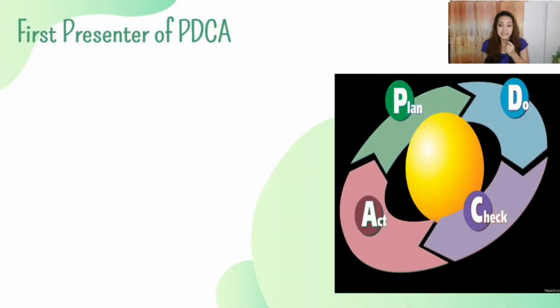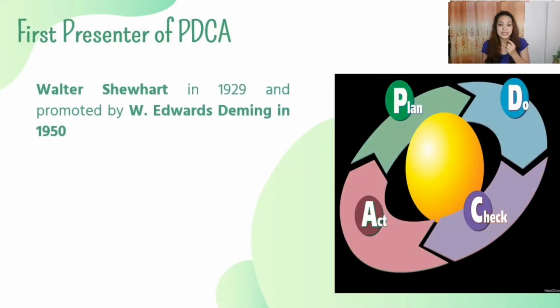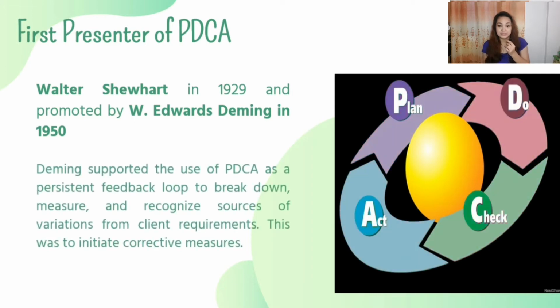The PDCA, or Plan Do Check Act, was first presented by Walter Shewhart in 1929 and promoted by W. Edwards Deming in the 1950s as a flow graph for learning. Deming supported the use of PDCA as a persistent feedback loop to break down, measure, and recognize sources of variations from client requirements. This was to initiate corrective measures.